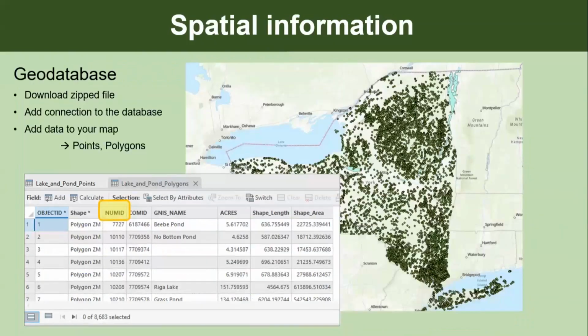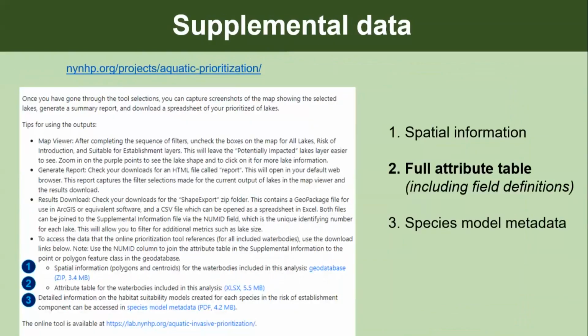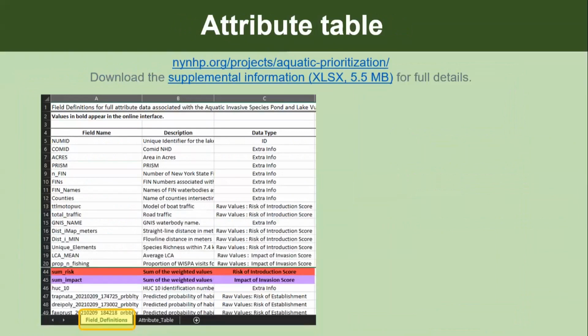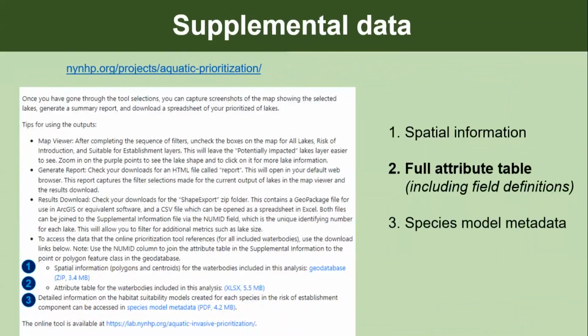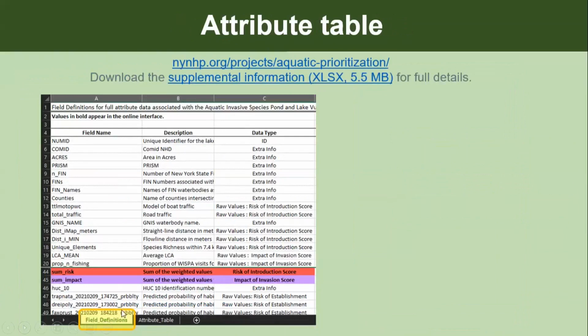Sorry, I was skipping forward. The next thing is the full attribute table, which is the second thing at the bottom here. It's also listed as supplemental information elsewhere on the web page. Something really important is that this includes all the field definitions. When you download this, it's a spreadsheet. The first tab has field definitions for each of these things. The num ID is a unique identifier for the lake.